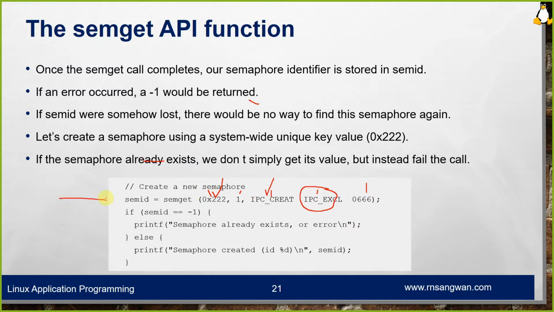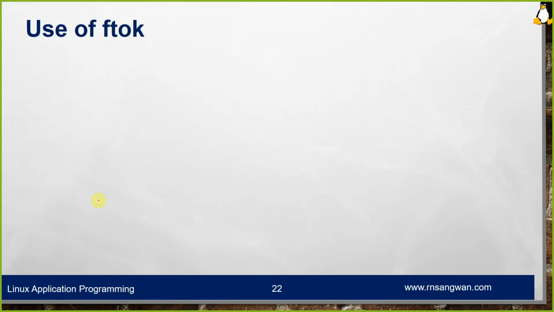So this is a very good call where we are saying that if the semaphore already exists, then don't recreate it because that might be used. An existing semaphore might be in use or should not be deleted. Just fail in that case, and the permissions and all those options.